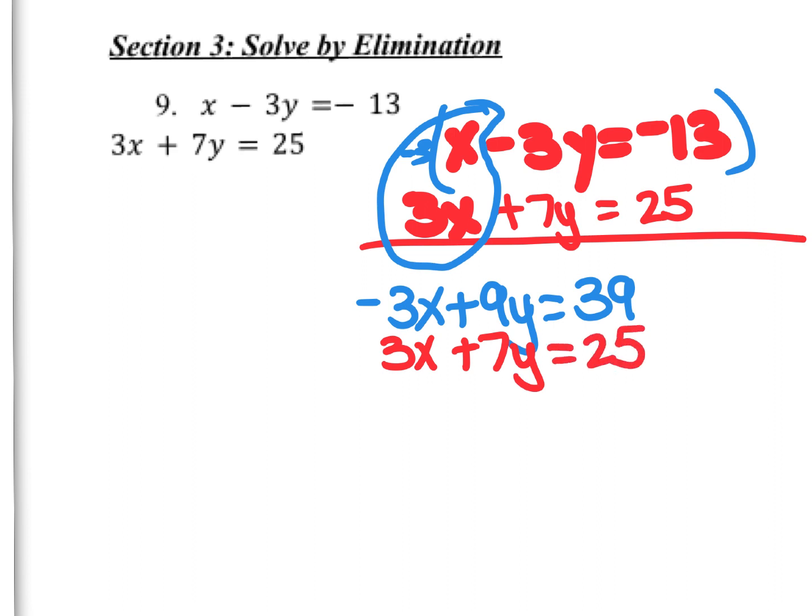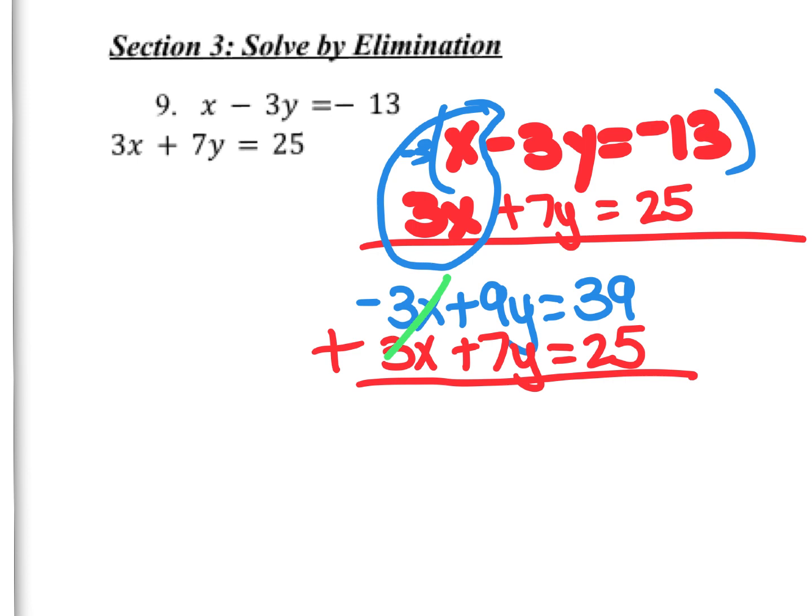And then look what happens. Whoops. Look what happens here. Do you see one that can cancel out when I add them together? Absolutely. Like I like to say in class, our evil plan worked. These two are going to cancel out, and that's exactly what we wanted.